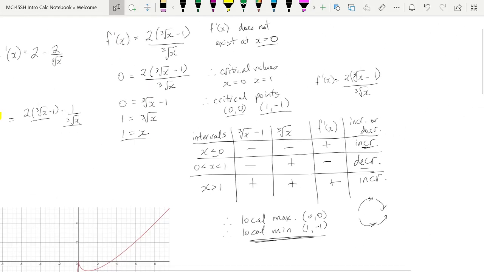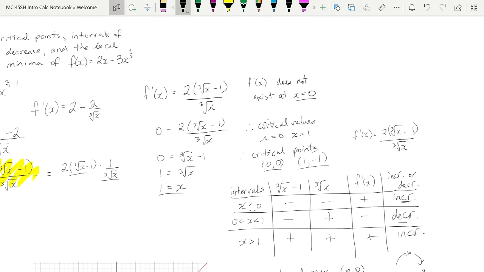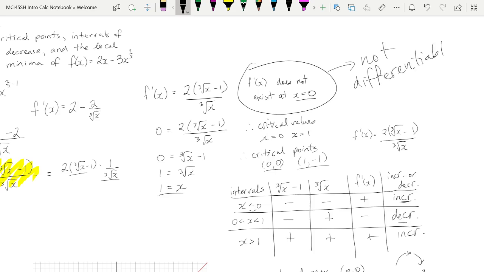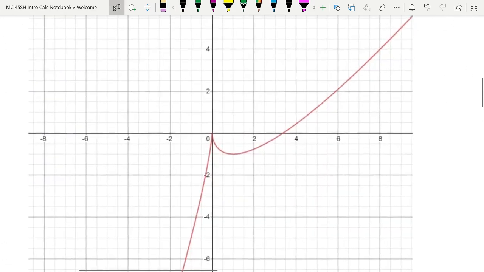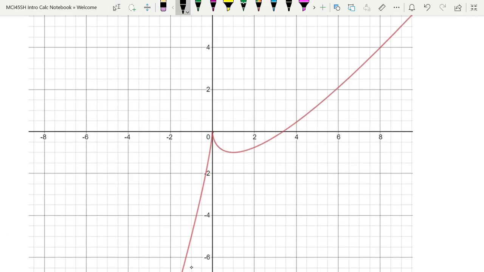I forgot that, oh yeah, one other thing that we know about it is that it doesn't exist there. That means it's not differentiable at x equals 0. And that means, now, is it continuous at x equals 0? Yes, it is. It's not going to be an asymptote. So it's a cusp. So it's still a local maximum, right? Local maximum. And what was my local minimum again? Right there at 1, negative 1. So there we go. Local max, local min.